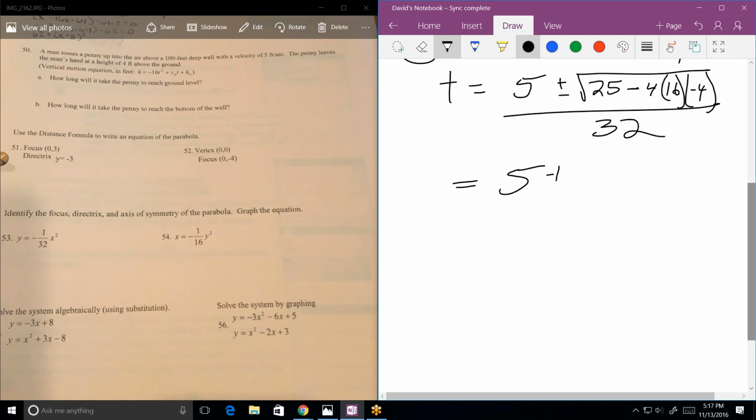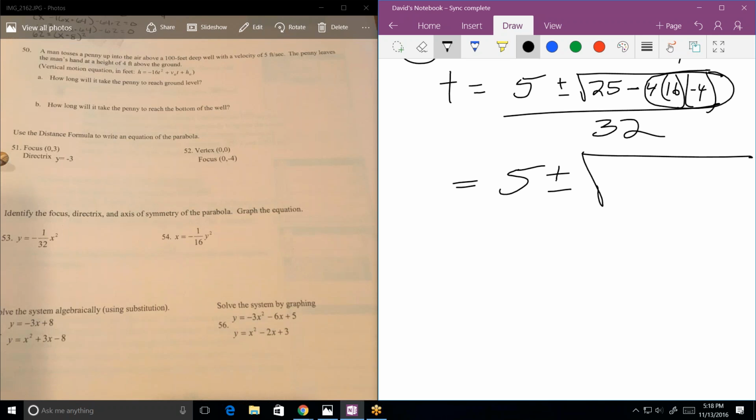The thing I wanted to make sure you did is this part first. That's the first step of solving the discriminant. You don't want to do this whole thing in your calculator all at once because, first of all, it's really easy to mistake that for subtraction. It's 4 times 16 times minus 4.